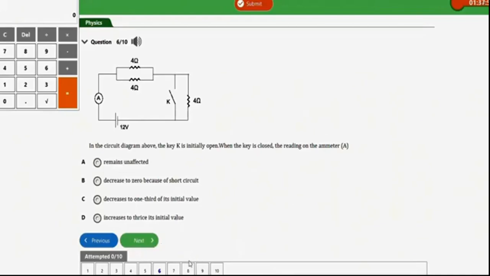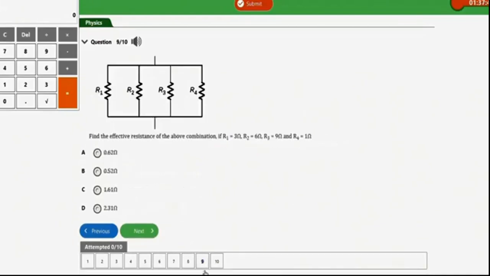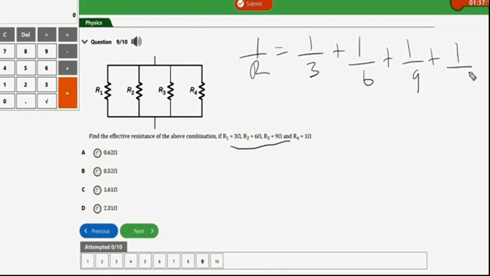So the next repeated question will be this question. It says find the effective resistance of the above combination. For this particular question, the resistors here are connected in parallel. So from the parallel connection formula we have 1 over R equals the sum: the first resistor there is 3, plus the second one there is 6, the third one there is 9, and the fourth one there is 1.